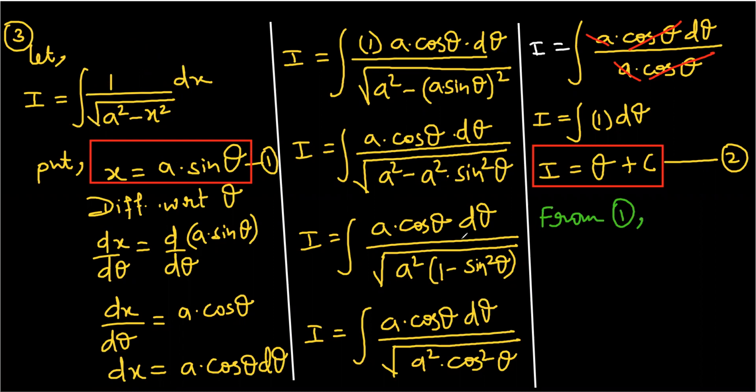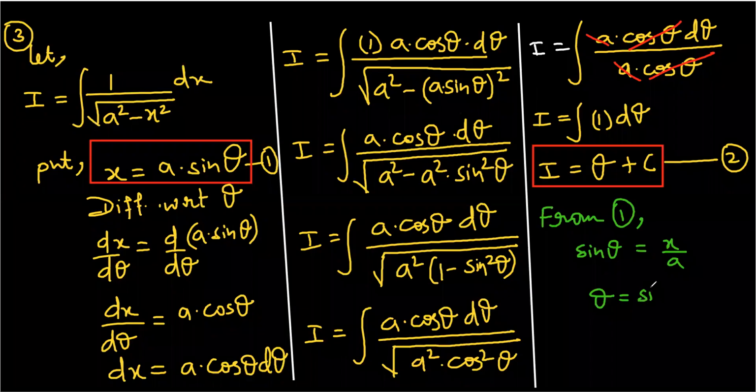X over a is sine theta, because I had substituted x as a sine theta. So I get sine of theta is equal to x over a. So theta equals sine inverse of x over a. And this is my equation 3.